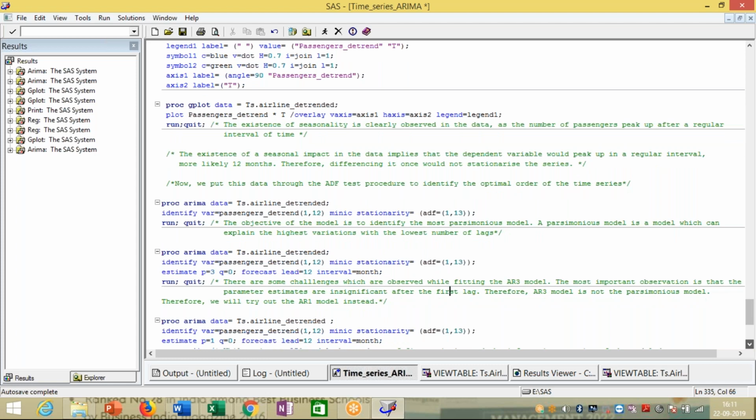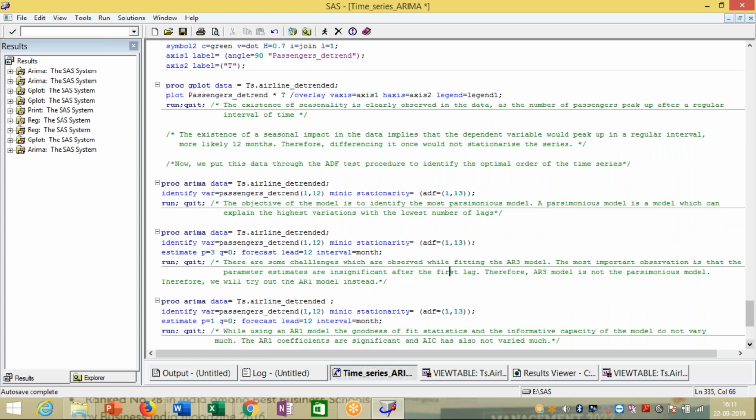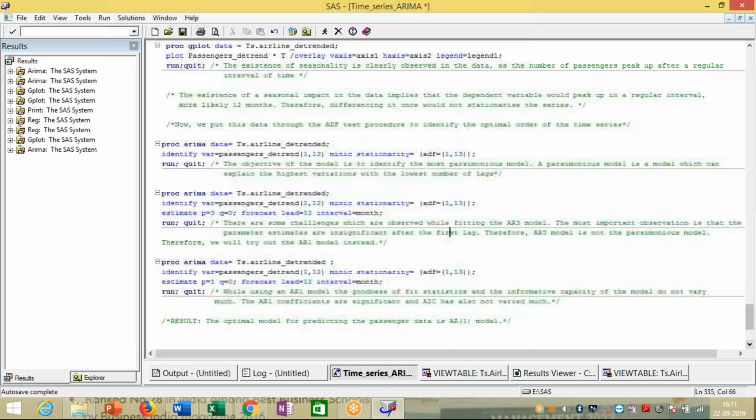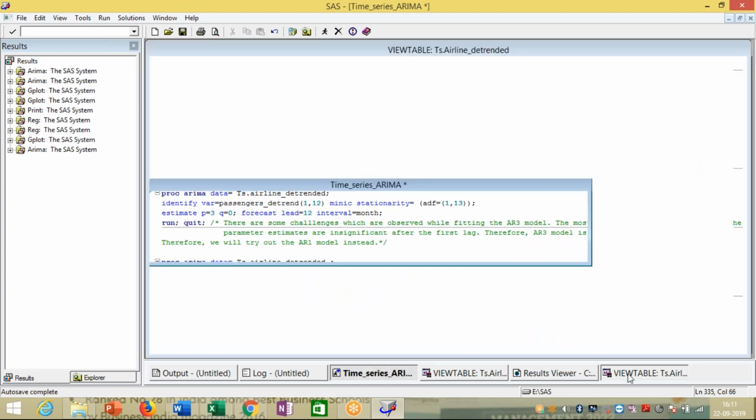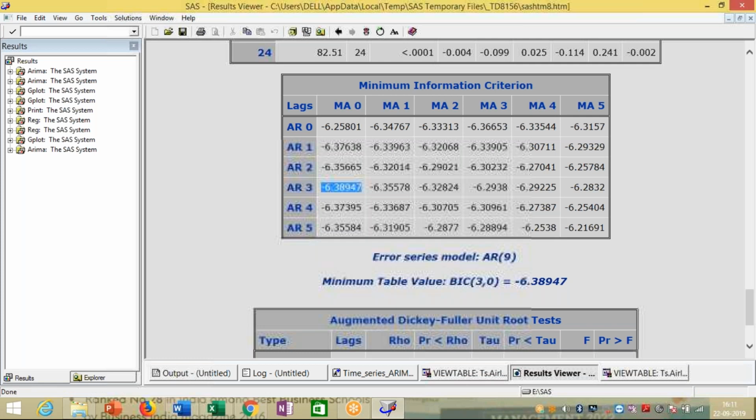So you said that AIC should be minimum, right? So AR1 has the minimum value, so we can go for AR1, right? No, AR1 doesn't have the minimum value. AR1 is minus 6.37, right? Oh, yes, yes, minus 6.389 for AR3, understood. That is a lower value than AR1. Yes.